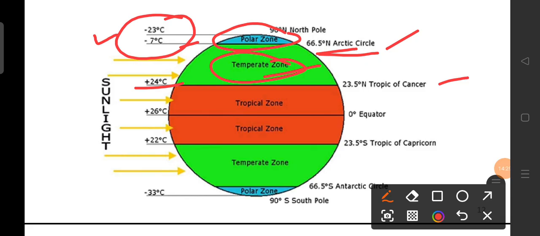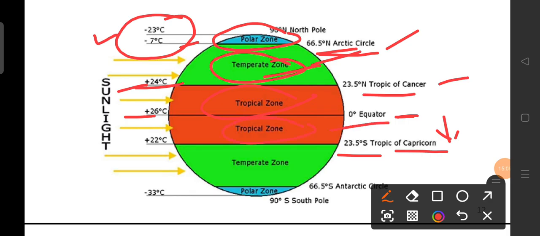As we see here, which type of country? Norway, Sweden, Finland, then Russia. From equator to 23.5 degree, that is Tropic of Cancer. It is tropical zone. Okay, and here the temperature is from 26 degree to 24 degree Celsius. While in southern part from 0 degree to 23.5, Tropic of Capricorn. So this comes under also in tropical zone. Yes, tropical zone. And here the temperature is from 26 degree to 22 degree Celsius.